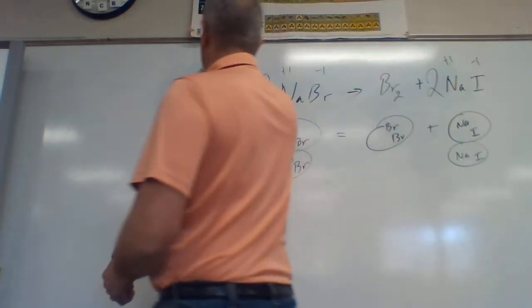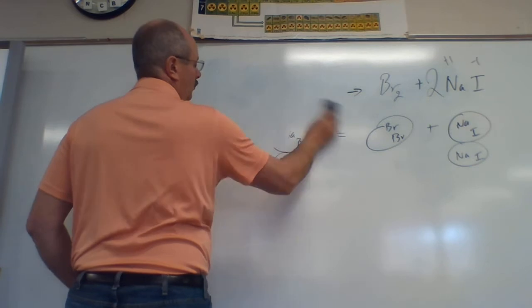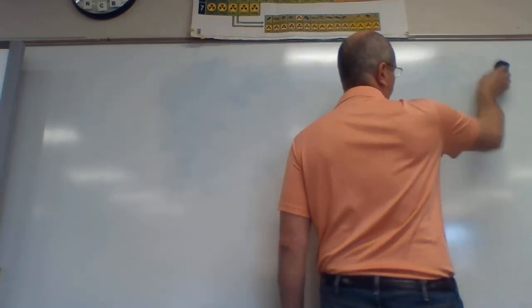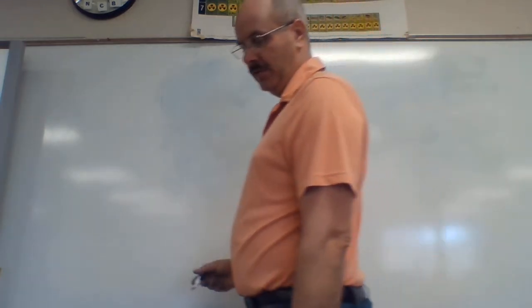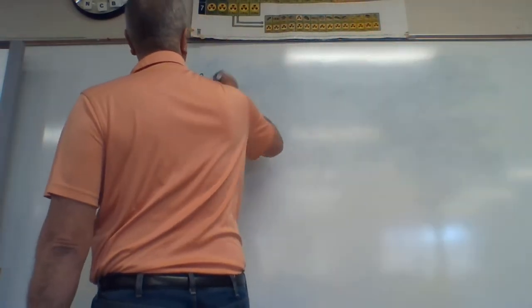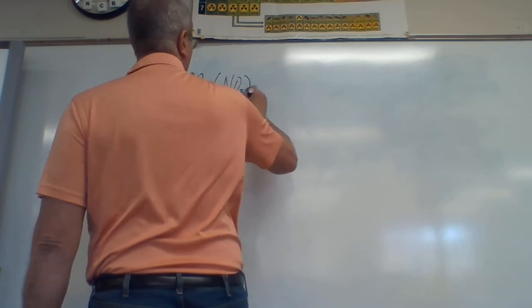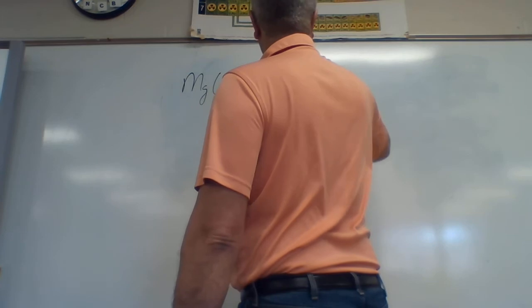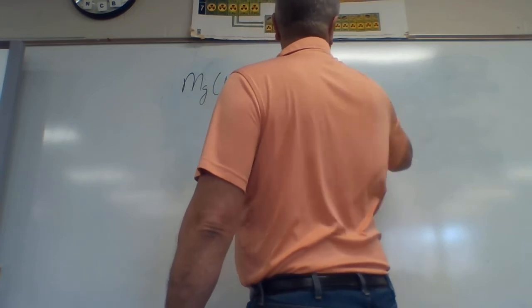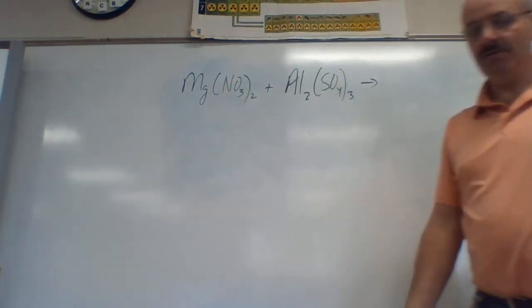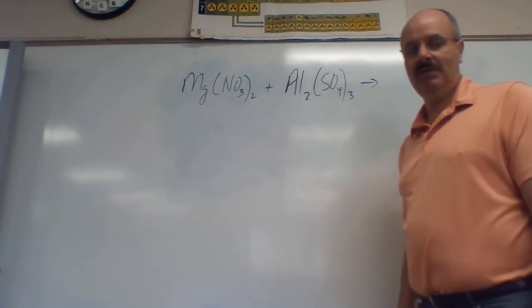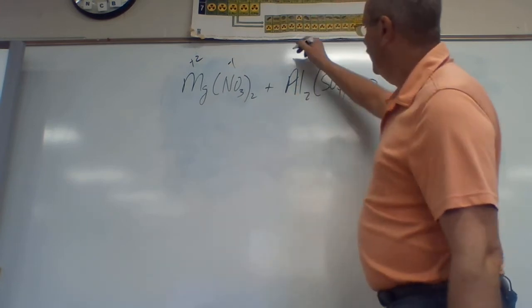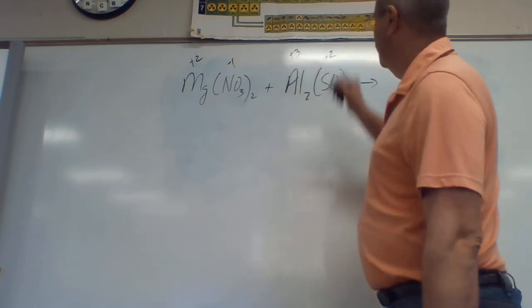All right, now we got double replacement. All right, first one. In order to do double replacement, we need to find out some charges. Mg is +2, this guy's -1. Al is +3, SO4 is -2.